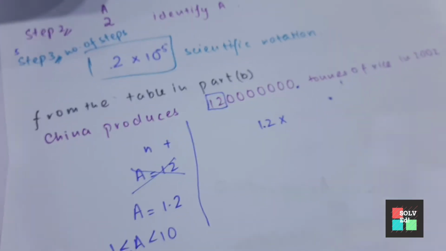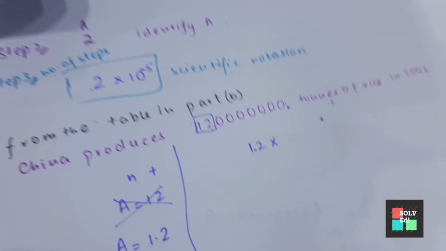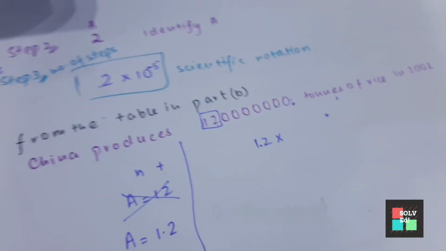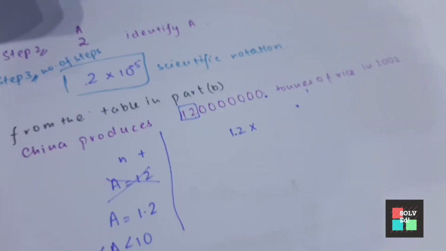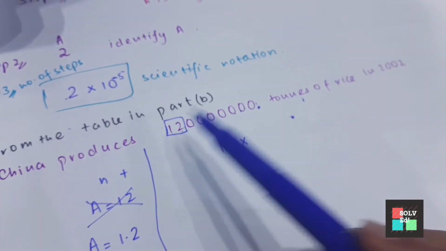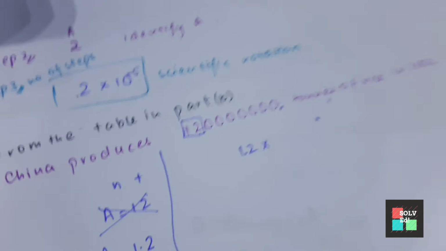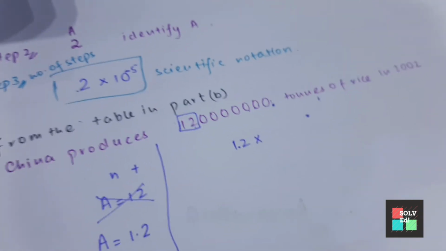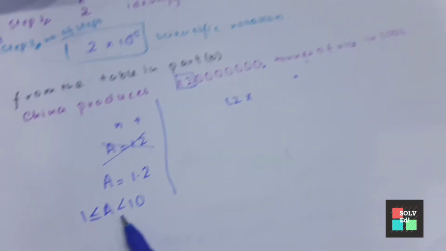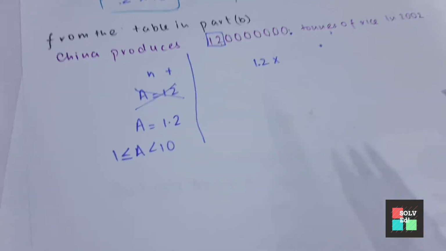If in another question it was 24000000000, that is going to mean that you're going to use 2.4 instead of 24. If it was 366 with 9 zeros, say, you're not going to use 366 or 36.6. You're going to use 3.66 as A. So in any case, you have to fall into this range.